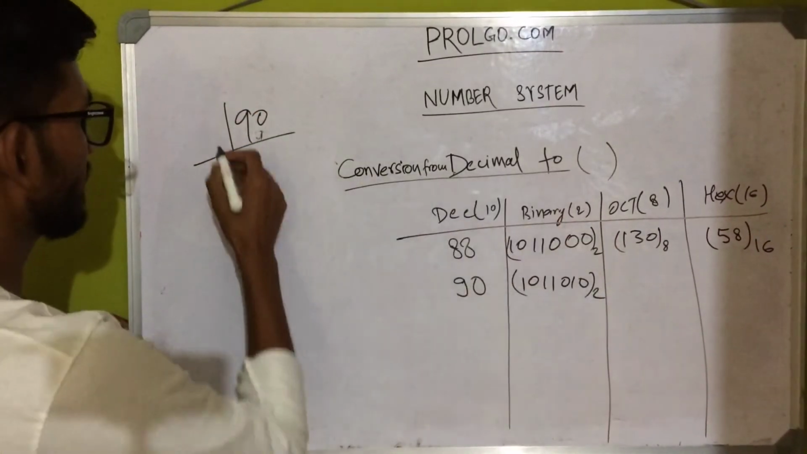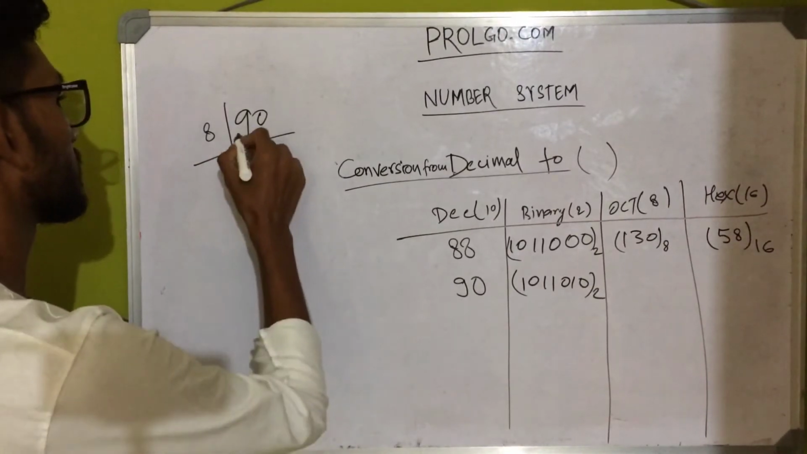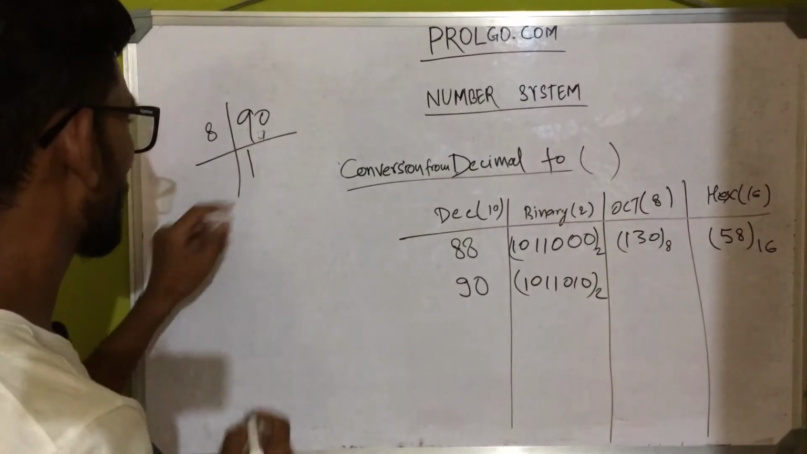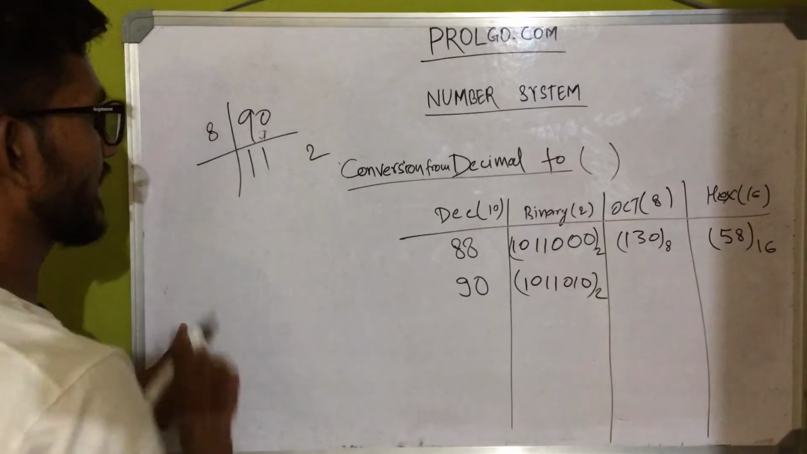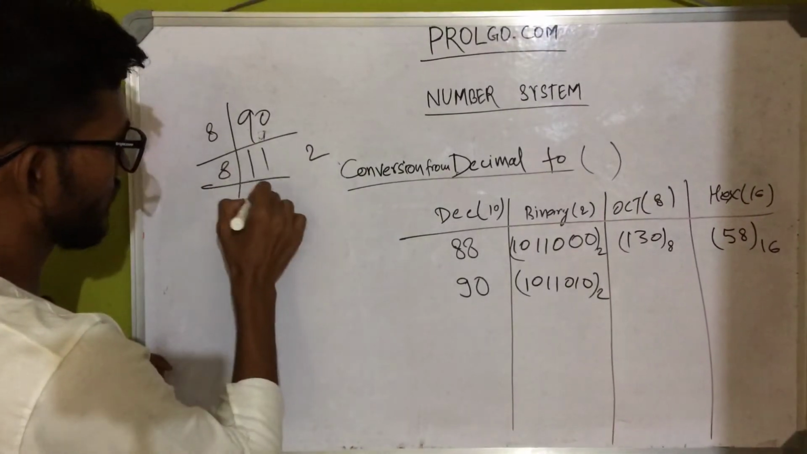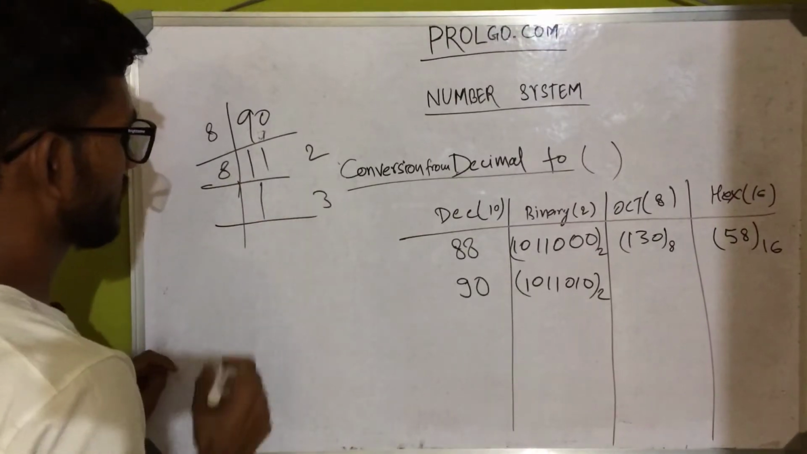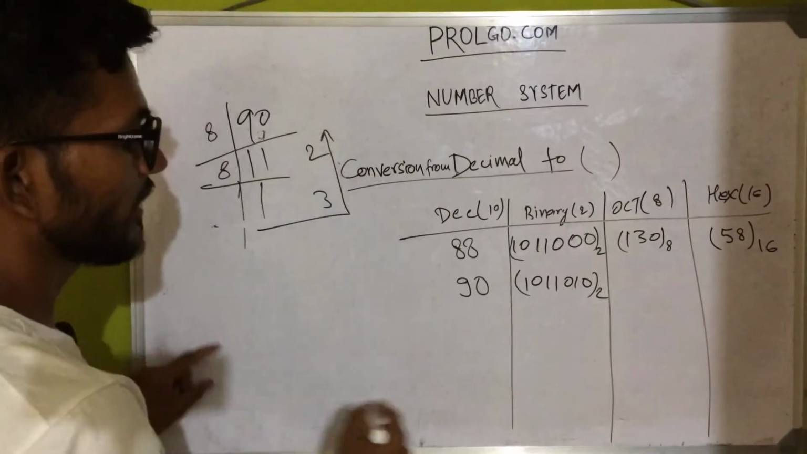We have to divide by 8. So 8 into 11 is 88, and the remainder is 2. Okay, 11 into 8 is 88 plus 2 is 90. Then again 8 into 1 is 8, and 8 plus 3 is 11. So now the remainders read 132.